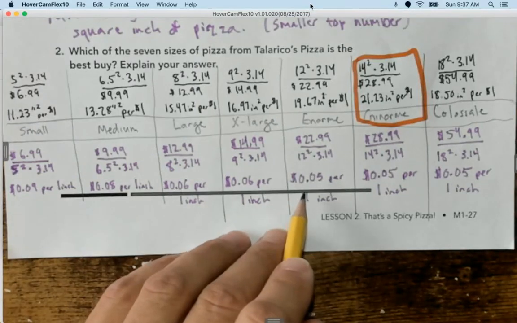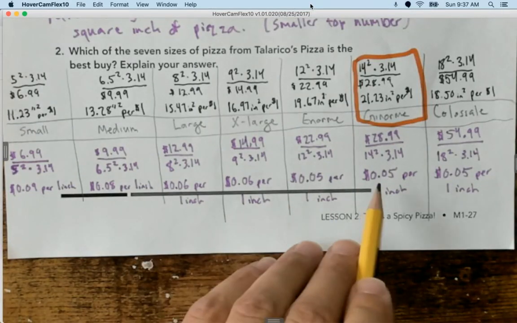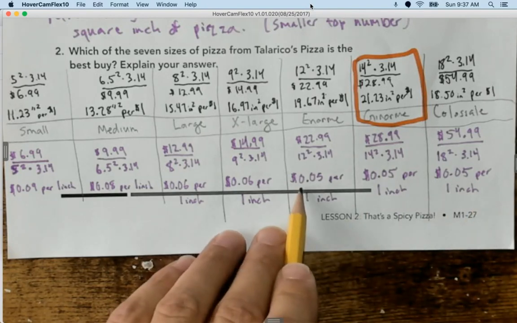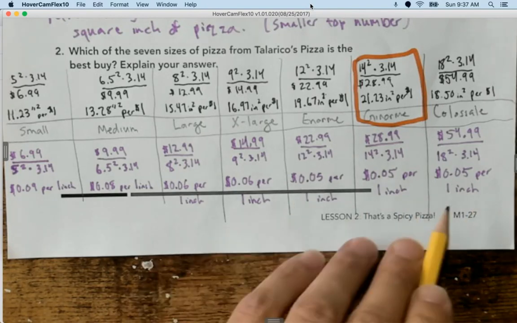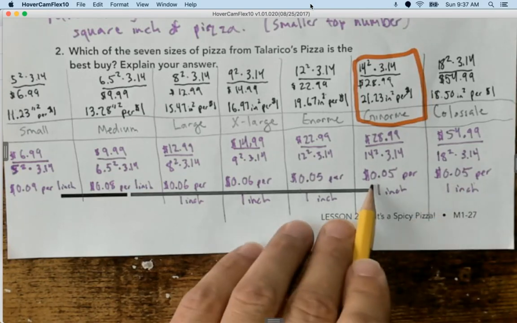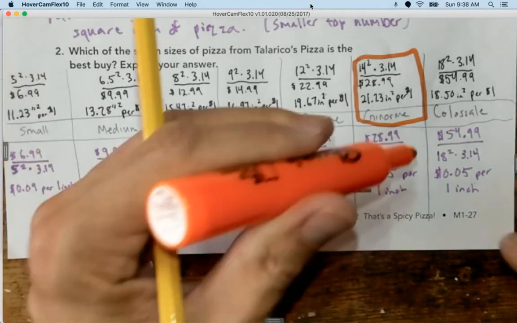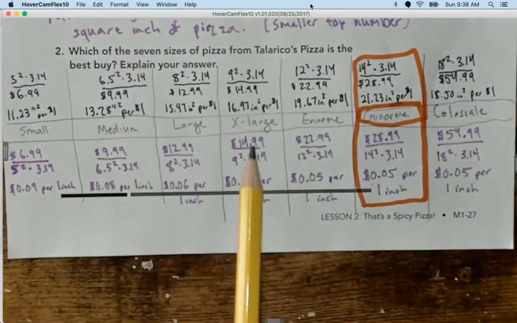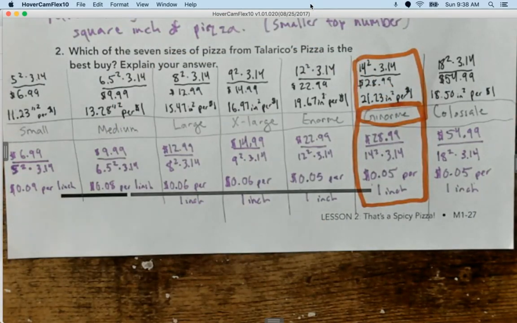And here's where it becomes tricky. It's 5 cents, 5 cents, and 5 cents. But what I can tell you is this was over 5 cents and it rounded down to 5 cents. This was over 5 cents and it rounded down to 5 cents. And this was under 5 cents and it rounded up to 5 cents. And so this one was also the best buy, but when we round to the nearest penny, you cannot see that. Okay. And so what I would say here is the ginormous is the best buy.